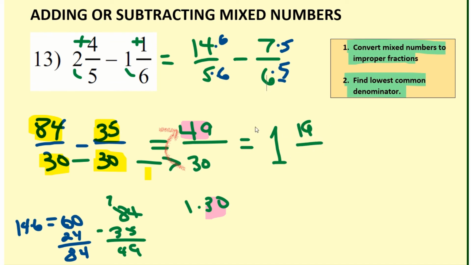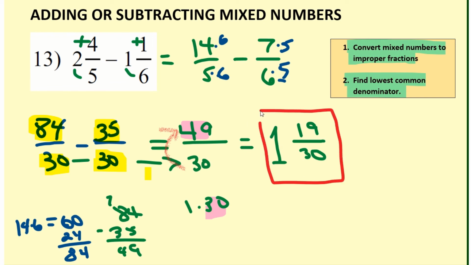19 divided by, oh, that kind of looks funky, doesn't it? Let's try that again. 19 over our common denominator, 30. So we have 1 and 19/30. And this, if we have done our math correctly, should be the answer to the subtraction of these two mixed numbers.